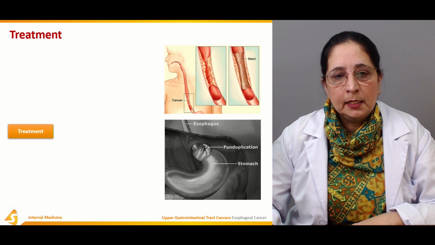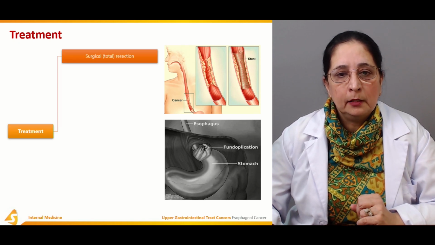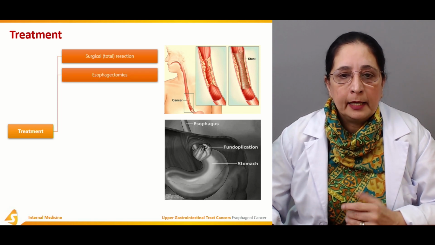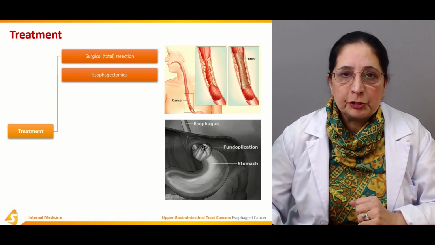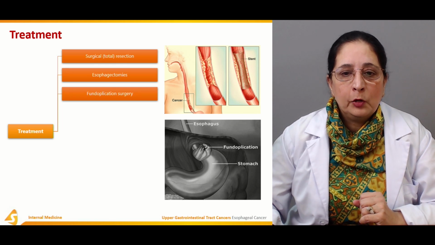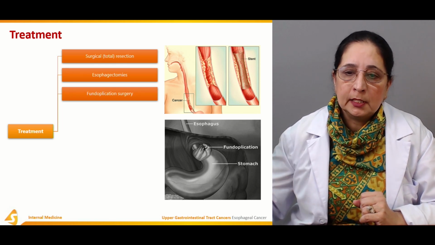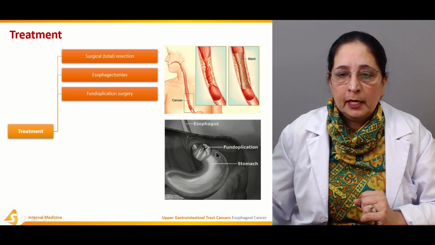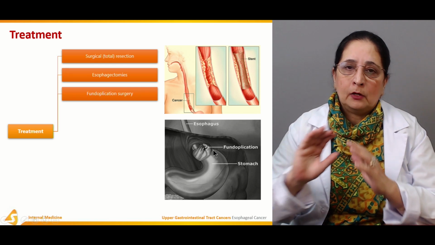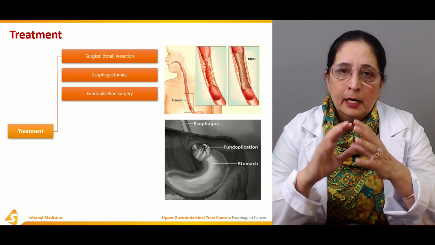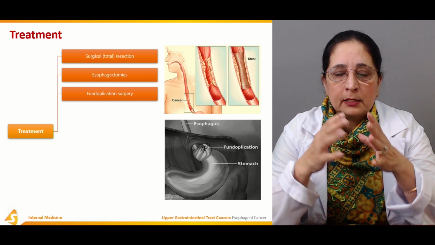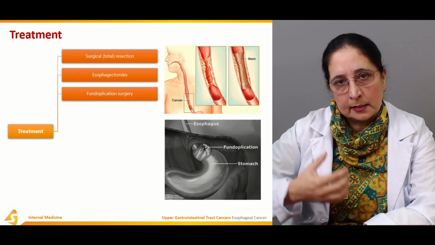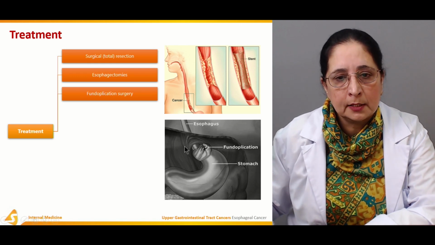Treatment is surgical. It can be total resection. Then we have esophagectomies and fundoplication surgery. This is the picture that shows the fundoplication surgery, in which the fundus of the stomach is wrapped around the esophagus. So this is fundoplication surgery. The esophagus passes through the muscular portion of the stomach.